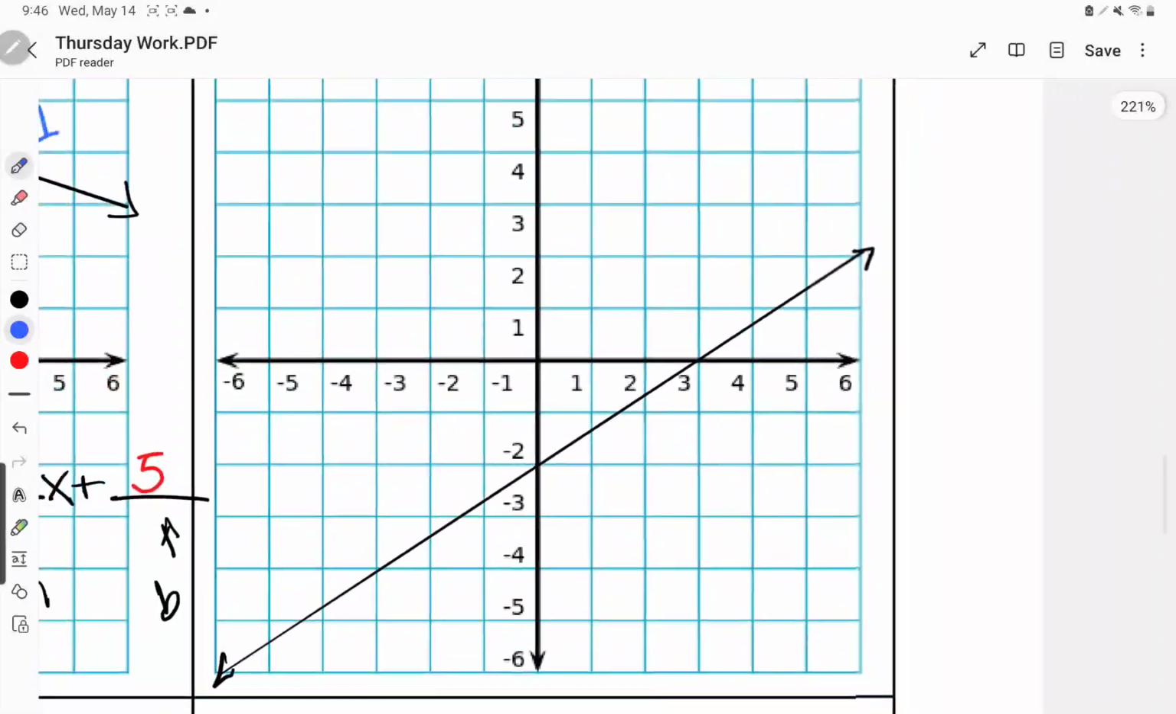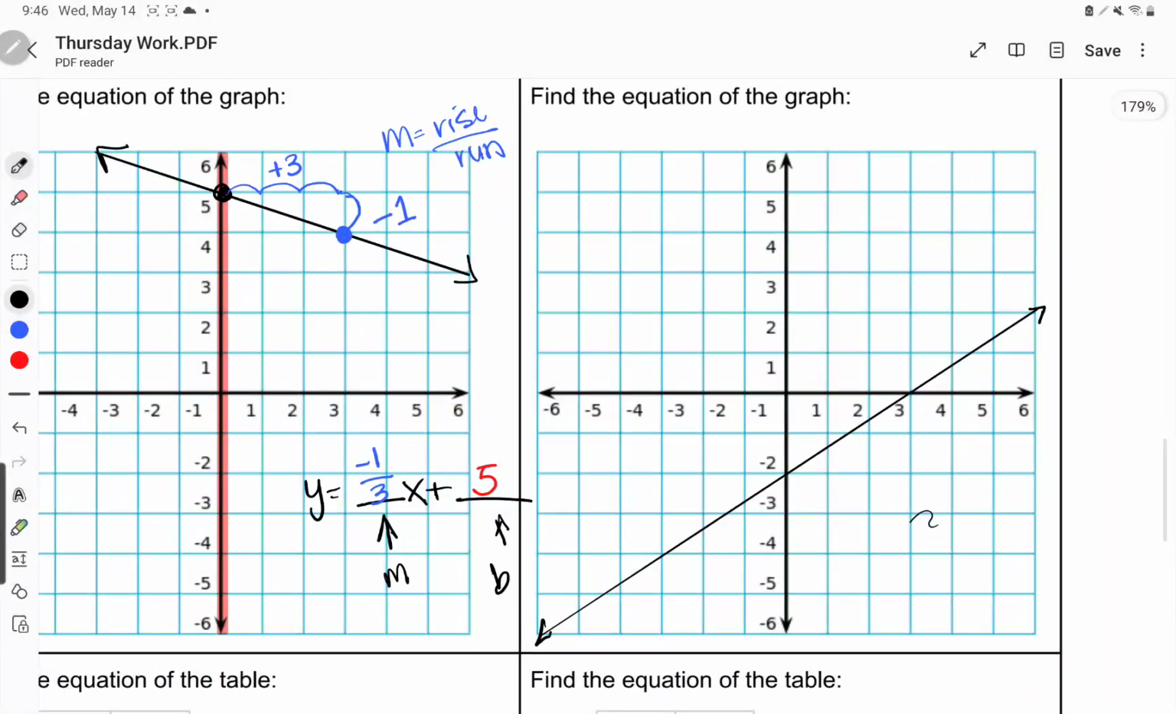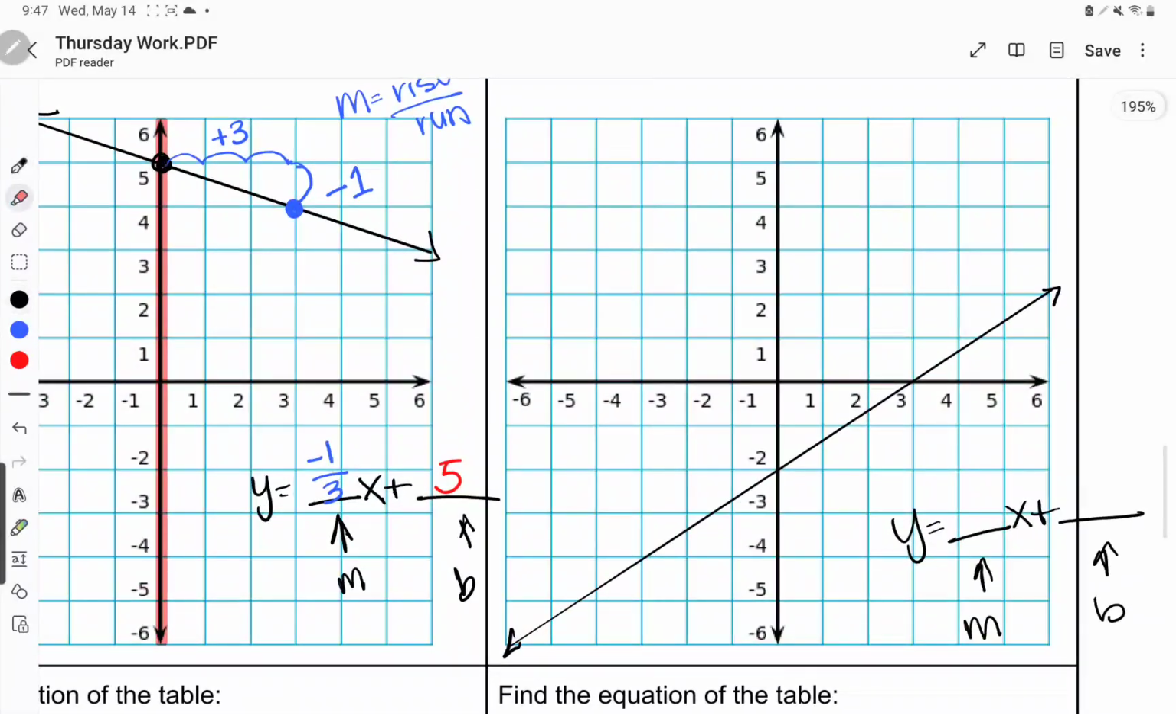All right, for the next one, we got y equals mx plus b, y equals blank x plus blank, where that blank is m, and that blank is b. All right, what's the first thing I do? I highlight my y-axis. What point do you see on your y-axis? That would be -2. Does -2 go for m or b? -2 goes in for b. It is our y-intercept. It's on our y-axis.